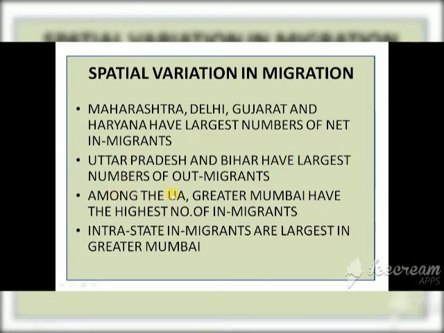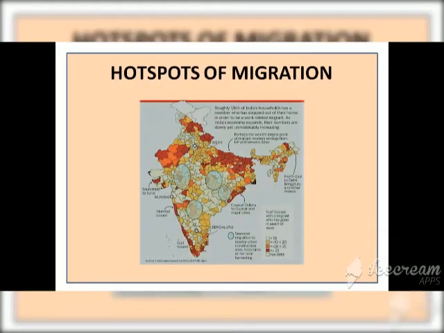And among the UA, meaning urban agglomeration, Greater Mumbai has the highest number of in-migrants, and interstate in-migrants are the largest in Greater Mumbai. Now, if you see this map, it will be clear to you the hotspots of migration. One is Mumbai, another one is Bangalore, then we have Delhi. So these are the hotspots of migration.